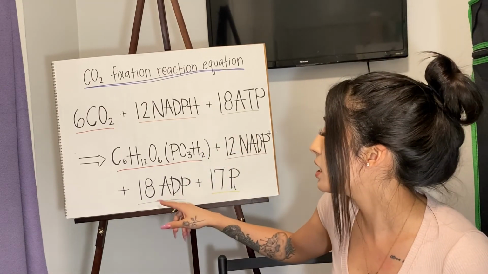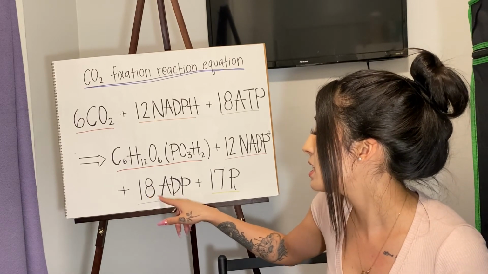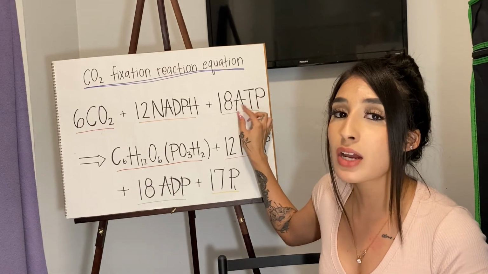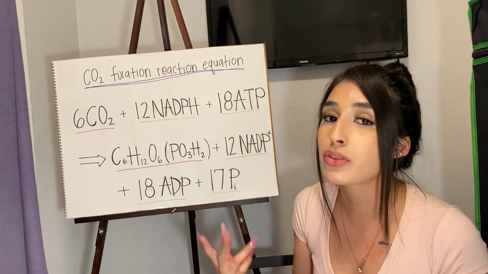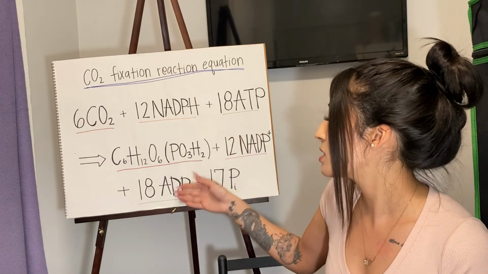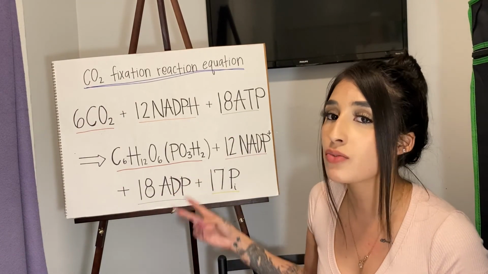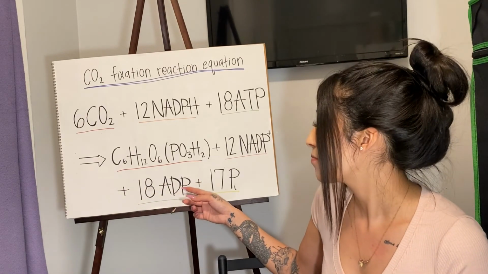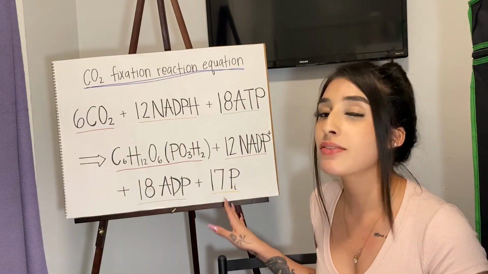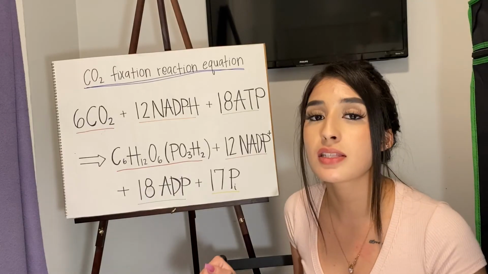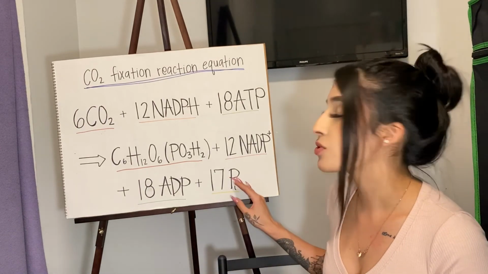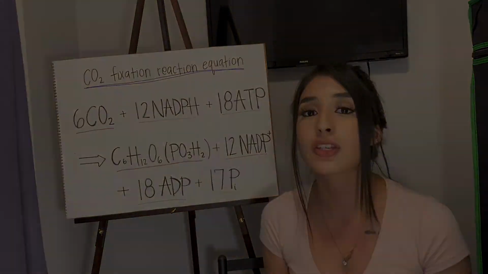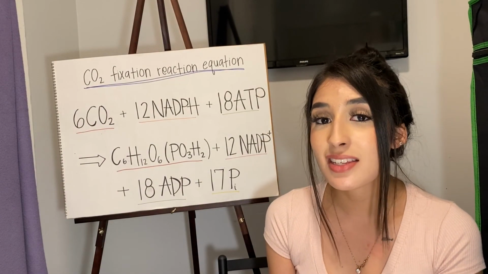Now we also have, in the products, 18 ADP. Similar again to ATP, ATP has a triphosphate. It gave one away both times that it was introduced, so it ends up being a diphosphate where it has two phosphates. So in the products we'll have 18 ADPs. And finally we have 17 Pi, which means phosphate ions. They're just floating around. So this is the reaction equation to carbon fixation. Let me know if you have any questions, and thank you.